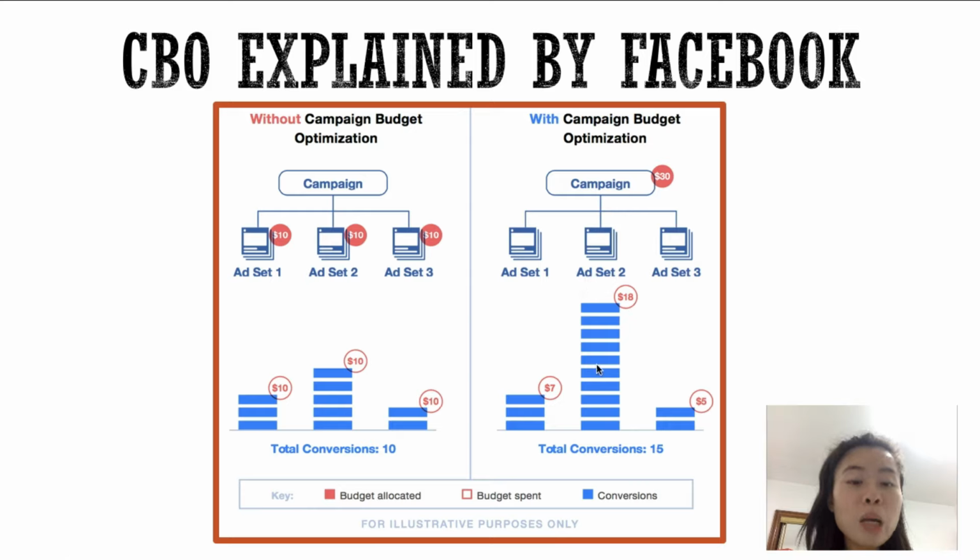Because of that, they will distribute the majority of your budget to the best performing ad set for that day. Based on this, as you can see, Facebook has distributed $18 to ad set number 2 versus $7 for ad set 1 versus $5 for ad set number 3. And the overall conversions are a lot higher with CBO as compared to running without a CBO campaign. So Facebook basically changed their algorithm to benefit us as marketers.